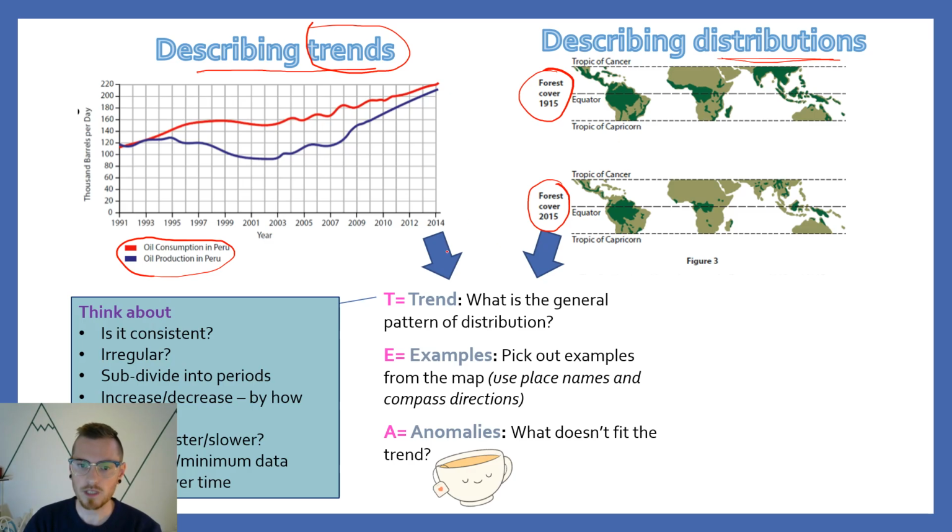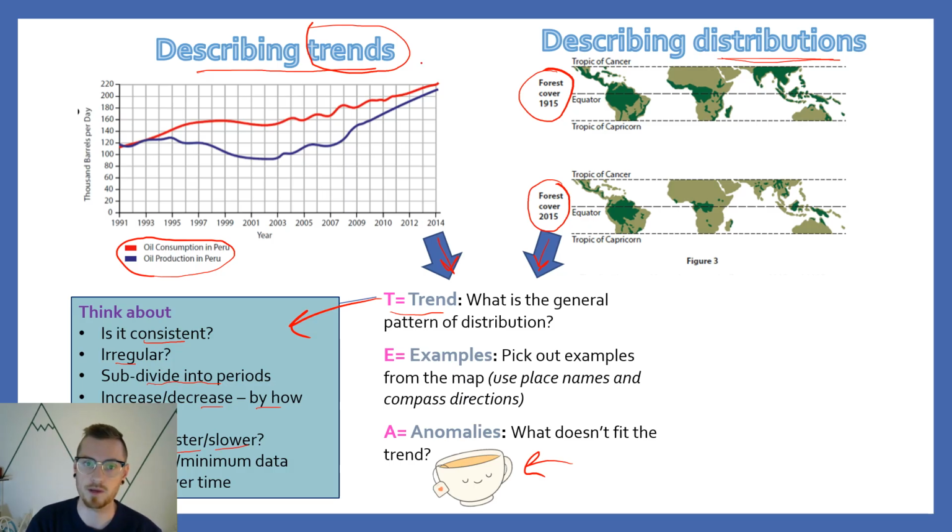So if you get one of these questions, I recommend we use this structure, the T. Cute little cup of tea, okay? Use the T structure. T stands for trend. So what is the general pattern of distribution, or what is the general pattern of the trend in the line graph? And to help you with that, think about the following. Have a look at the data. Is it consistent? Is it irregular? Could you subdivide it into periods or categories? Is it increasing, decreasing, by how much? Is it getting faster or slower? So that's the rate. Is the rate getting faster or slower?